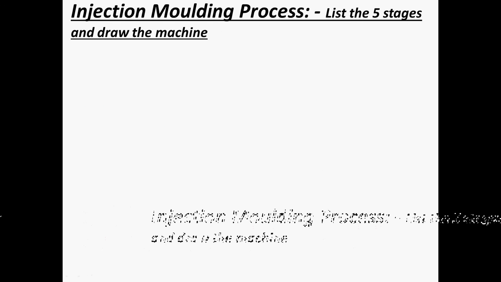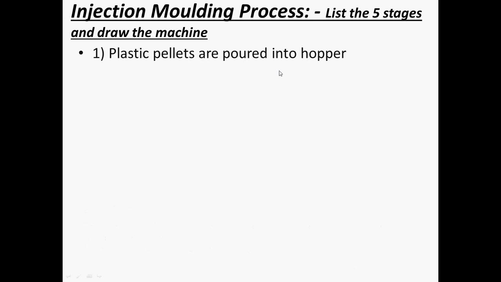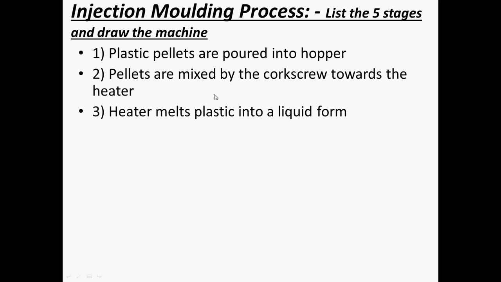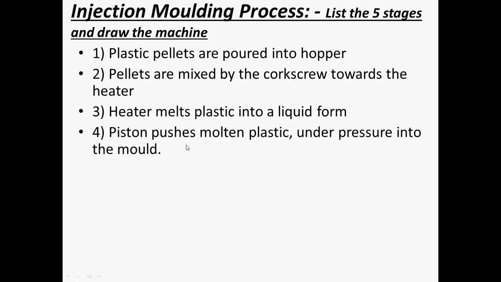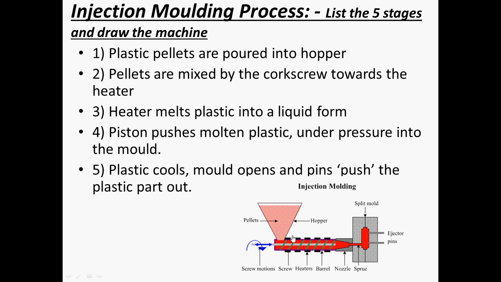Injection moulding, always a popular one. Draw the machine, explain the processes. There we go. Pour the pellets in the hopper, mix them up, melt them with the heater, which is wrapped around the cylinder, squeeze the liquid molten plastic into the mould, let it cool, open the mould, and pins push the plastic part out. Again, plenty of videos on YouTube of injection moulding if you want to find out how that works. This would be a mass production process.